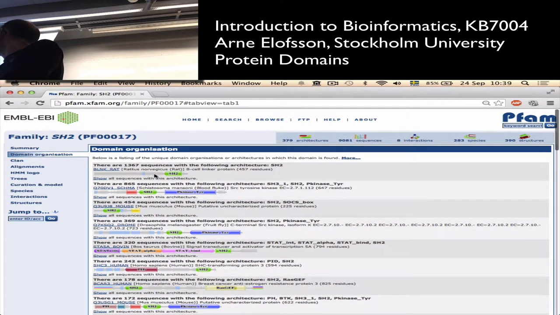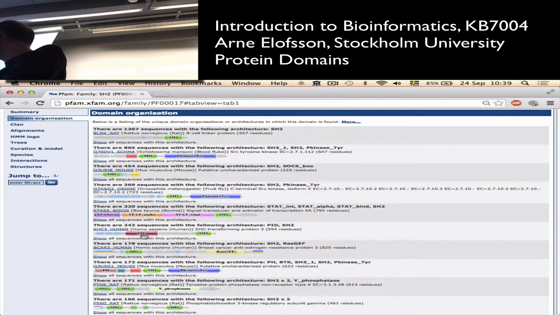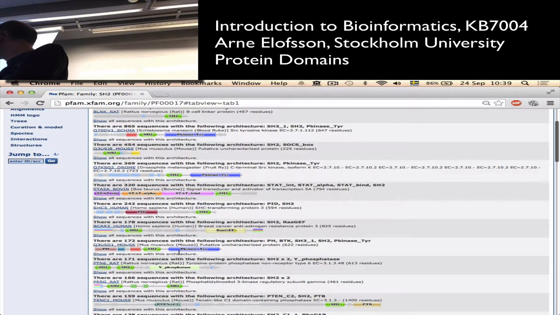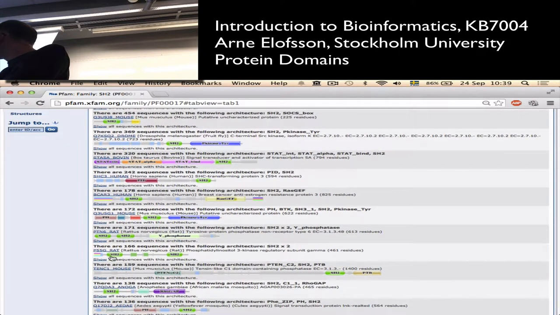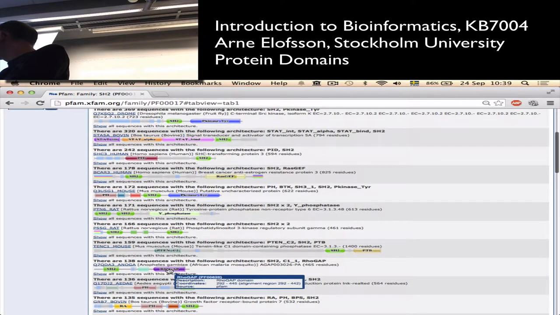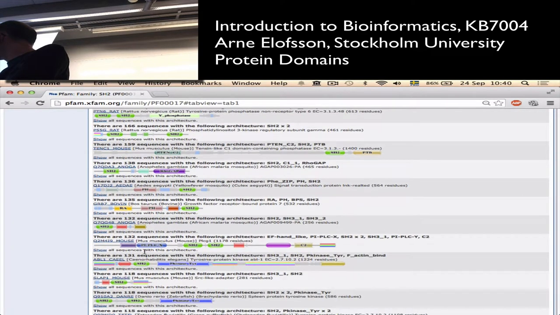If you look at the domain organization, the most common one is something which has just some kind of low complexity region here, but it's also combined with kinase, as we saw in the smaller picture. It's combined with binding proteins, with phosphotyrosine interaction domains. There is another kinase combination here, there are two SH2 domains and a phosphatase, there are SH2 domains with disordered regions in between, there are Rho GAP, there are PH domains. It's a lot of different combinations.